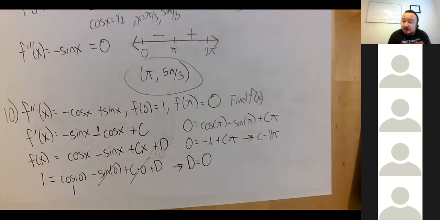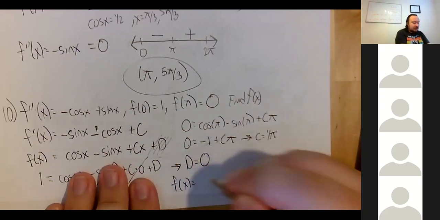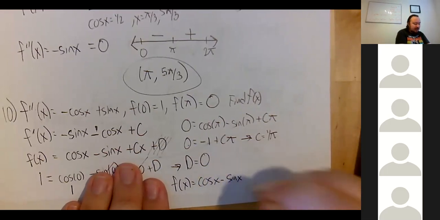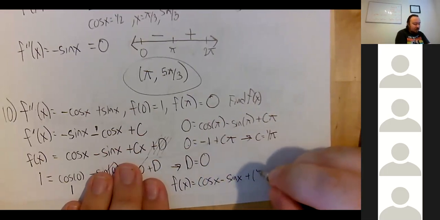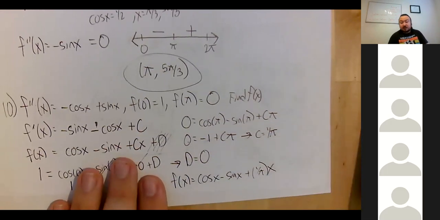All right, so that means I found out what C and D have to be, so now I know what my function is. So my final answer for this problem would be cosine of x minus sine of x plus 1 over pi times x. Or you could also write it as x over pi.